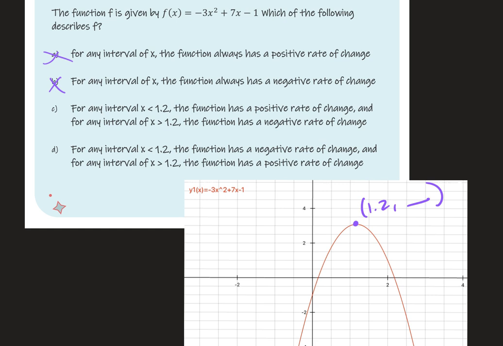So what's happening before it gets to 1.2 on my graph? It's increasing. And after 1.2, it's decreasing. So C is the right answer. The function has a positive rate of change leading up to 1.2. It has a negative rate of change after 1.2. Questions? This is an AP style question. So instead of just asking where the max is or asking something about it, it's going to put it into words. You have to make sure you read it really carefully.